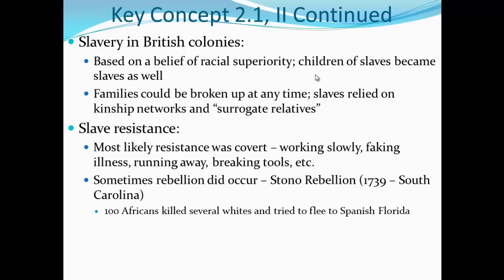100 Africans killed several whites, and they tried to flee to Spanish Florida. They were eventually caught. Many of them were executed, and as a result of this, and every time there's a slave rebellion in U.S. history, you will see more harsh laws are passed, and that happens there as well.